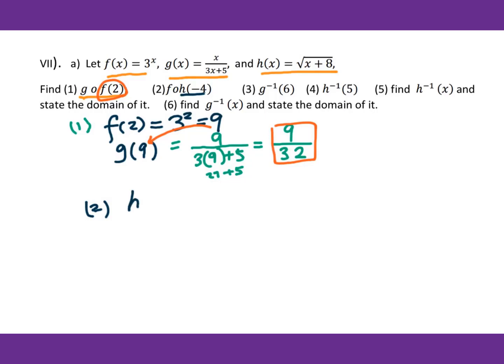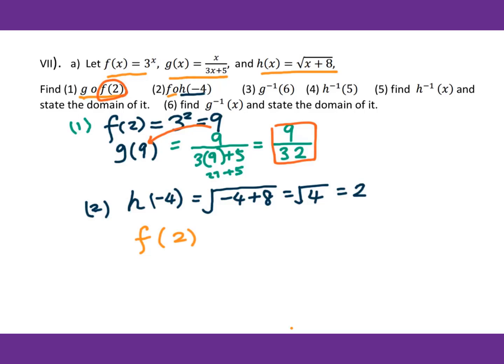Do the inside first, so we do h of negative 4. Every x in the h function changes into negative 4, so we get the square root of negative 4 plus 8 equals the square root of 4 equals 2. Then we go to the f function, f of 2. Every single x in the f function changes into 2, so 3 squared equals 9.